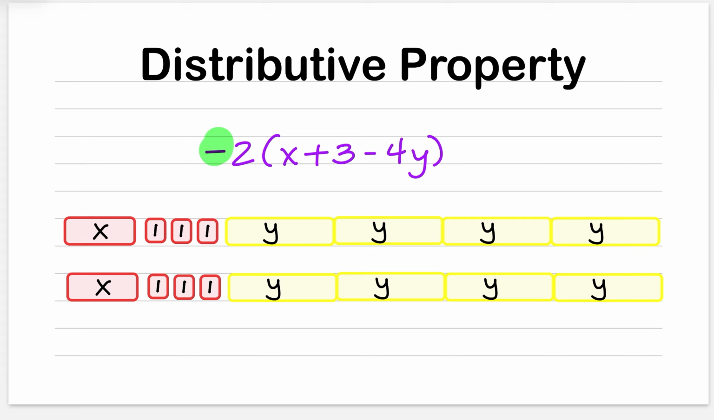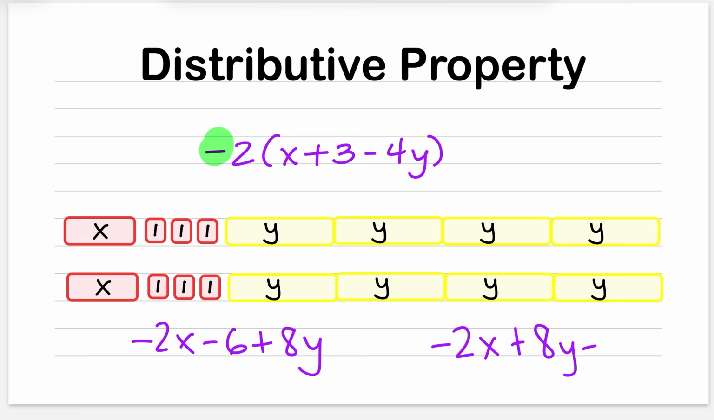The negative out in front of the distributive property changed the sign of everything. It did the opposite of what it started out. Now all we need to do is write down the final answer. We have negative 2x minus 6 plus 8y. To put it in proper order, though, we should write it alphabetically. So I'm going to write negative 2x plus 8y and put my constant at the end.